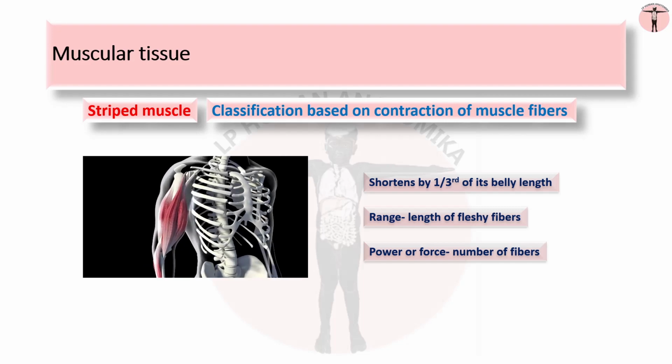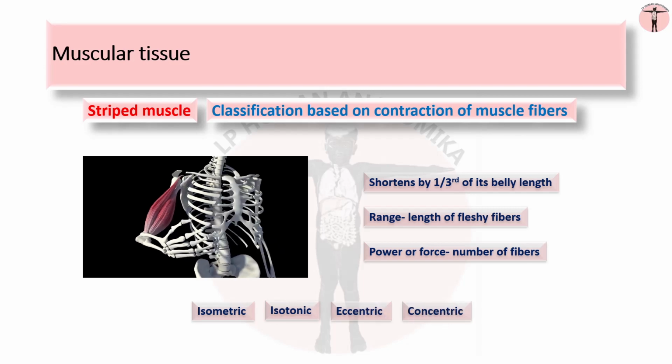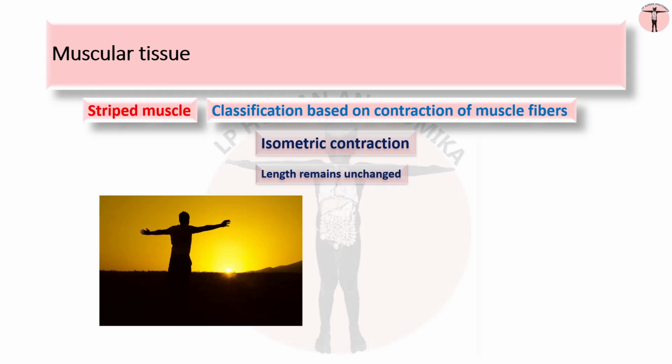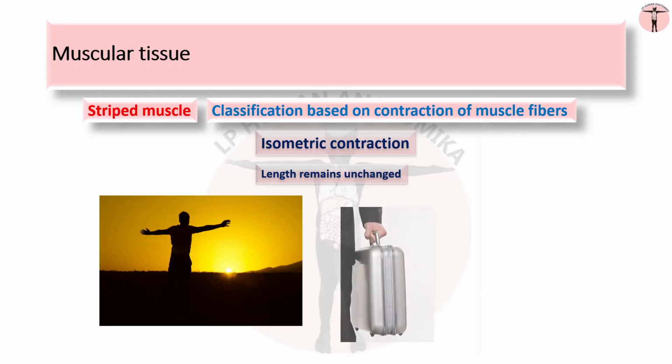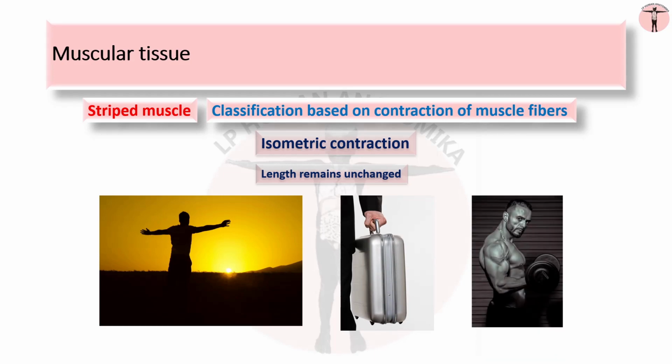The types under this group are isometric, isotonic, eccentric, and concentric contractions. In isometric contraction, length of the muscle remains unchanged. Example, holding the hand in outstretched position. It is the exercise without movement. There is no movement at the joint, but there is increase in the tone of muscle. On lifting a heavy suitcase, the flexor muscles contract without moving the elbow. Another example is during a biceps curl, holding the weight in a constant static position rather than actively raising or lowering it.